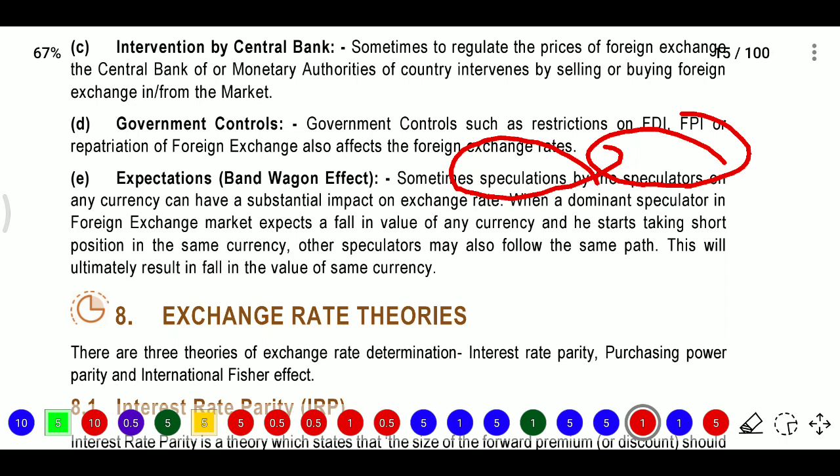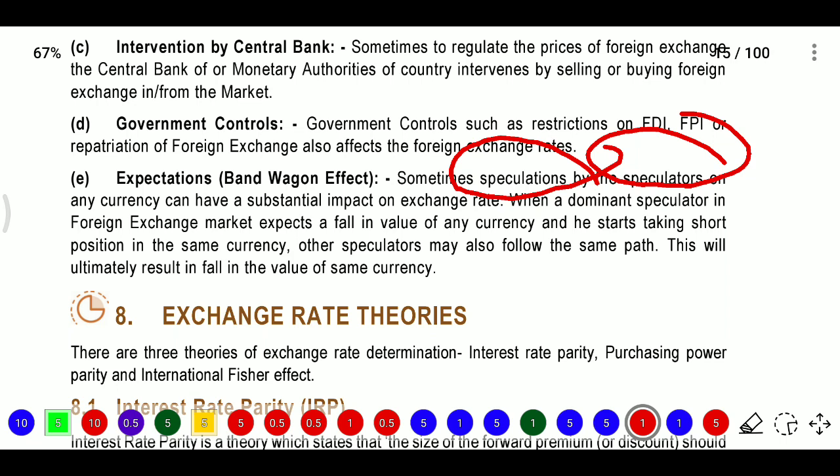For exchange rate determination, we need to know about inflation rate and interest rate. Inflation rate will be discussed in purchasing power parity and interest rate in interest rate parity. Other than these two, we have another five determinants. One is deficit or surplus on capital or current account, based on which we decide the foreign exchange rate. Then trade barriers, based on which we decide the buying and selling forward exchange rate.